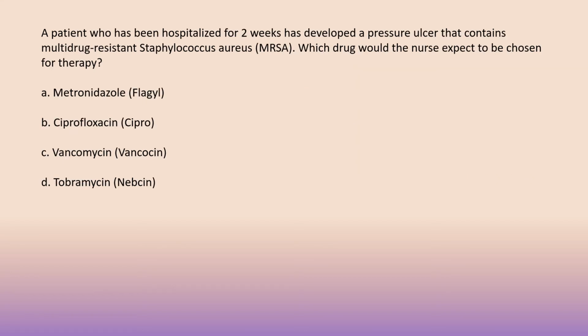A patient who has been hospitalized for 2 weeks has developed a pressure ulcer that contains multidrug-resistant Staphylococcus aureus, MRSA. Which drug would the nurse expect to be chosen for therapy? A. Metronidazole, Flagyl. B. Ciprofloxacin, Cipro. C. Vancomycin. D. Tobramycin, Nebcin.